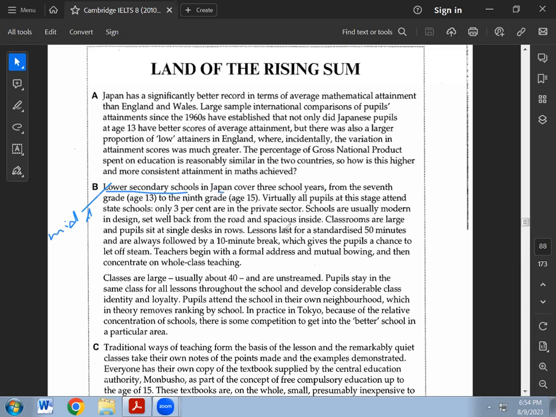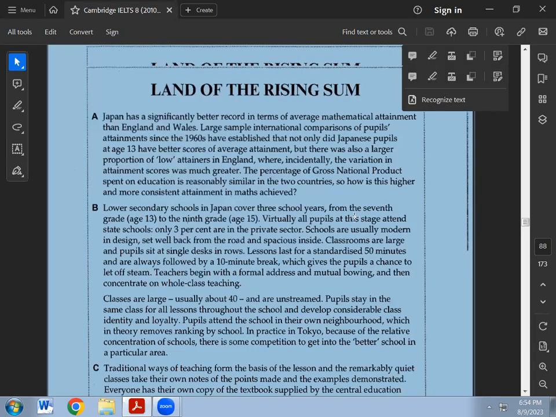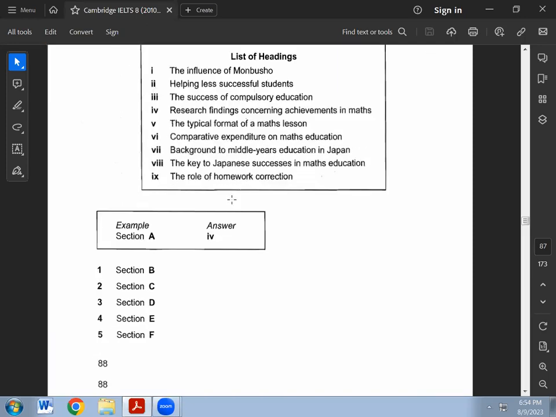Then the complete overview is given. How the classrooms are like, how the lesson is like, how long is the lesson, how long is the break. You don't need to read it. When you already got the one keyword from the first sentence, no need to read it further. Let's go back, and you can easily find now that it is telling you something about background to middle years education in Japan. So I'm writing here. Later I will show you the answer key to check whether these techniques are working or not. Okay, so this is our answer.